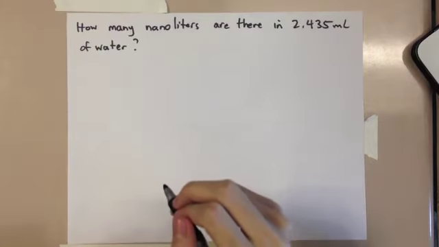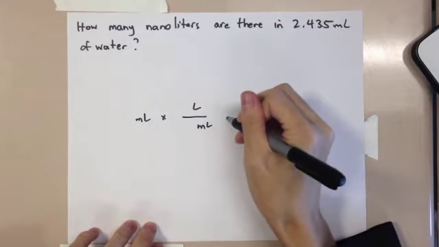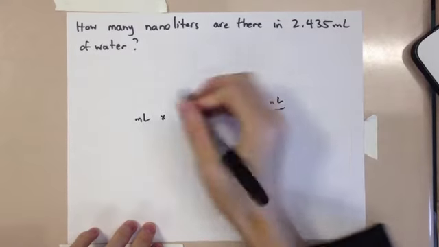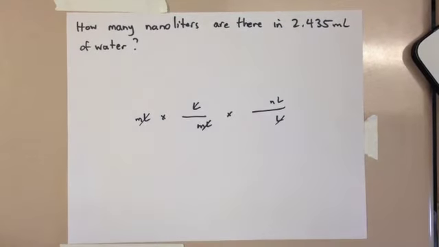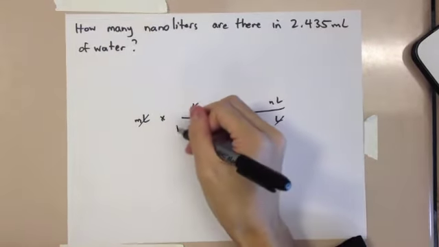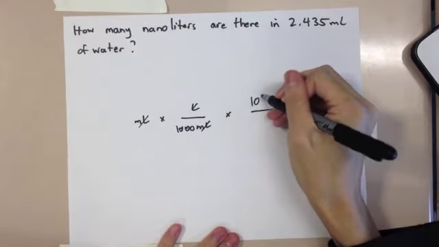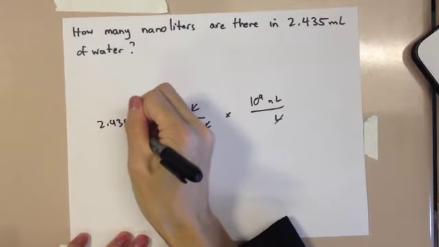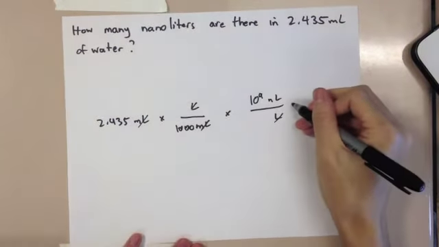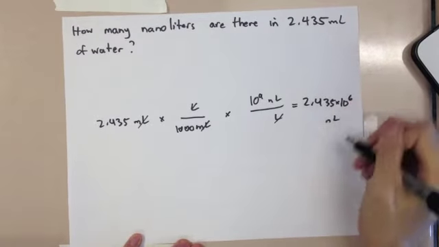So in order to solve this problem, we need to convert from milliliters to liters to nanoliters. As you can see, the units cancel out and we would end up with nanoliters. There are 1,000 milliliters in a liter. Looking at our metric prefixes, we know that nano is 10 to the negative 9, so there are 10 to the 9 nanoliters in a liter. We started off with 2.435 milliliters, so when we multiply all this out, we will get 2.435 times 10 to the 6 nanoliters as our answer.